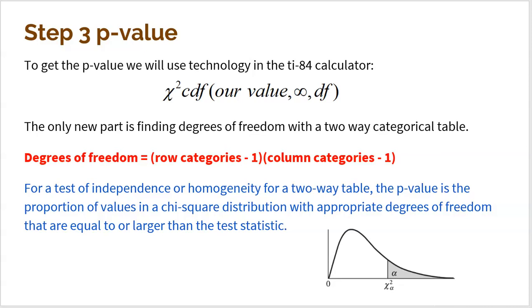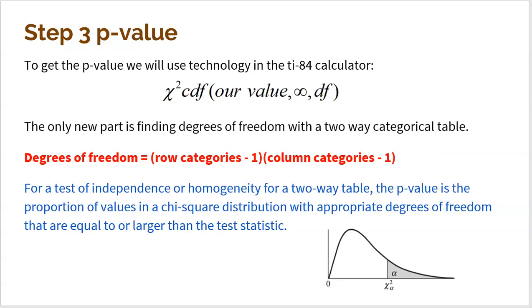How many categories do you have going down the rows? Take those categories minus 1, and then your column categories minus 1, and you multiply those two numbers together. So it's kind of weird to talk about. That's why I stumbled there for a second. But once you actually see a two-way table, it's actually really simple.